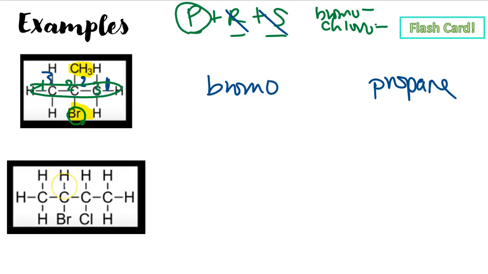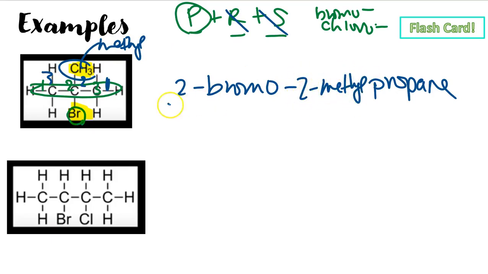Now, again, one little task is if we have our bromo, we have to have a location because it's in the prefix. Now, what carbon number is this bromo on? Carbon number 2. So we're going to have 2-bromo here, okay? Now, we also have to consolidate this methyl group here. So we have 2-bromo, same carbon, 2-methylpropane. There we go.